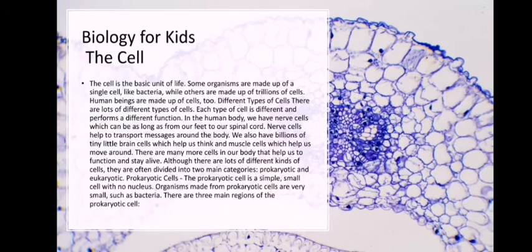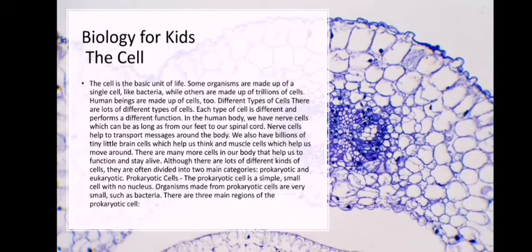So the title for this is the cells, and this is biology for kids. Any age can do this. So the cells are basically the basic unit of life. Without cells, I don't think people can really live. There are three major things that humans need to live: water, food, and cells, I think.